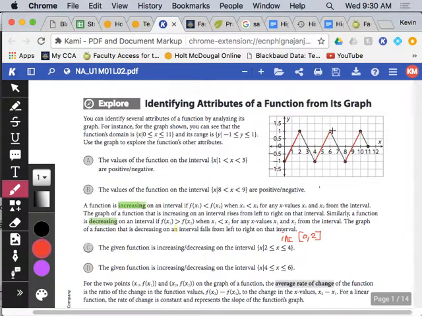What's the next interval that it's increasing? Someone raise your hand. Well, it's not increasing the entire time from 0 to 6. Yes, ma'am? 4 to 6. Good job. 4 to 6. From 4 to 6. And so since there are two intervals, I write a U here. And U means union, which means it's including this set as well.